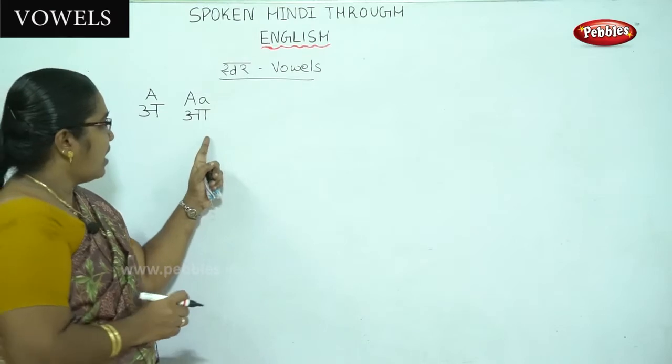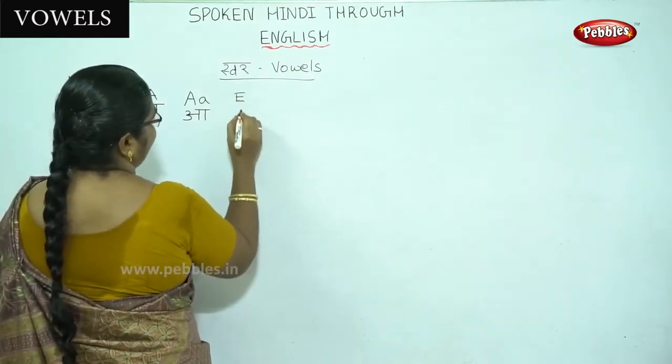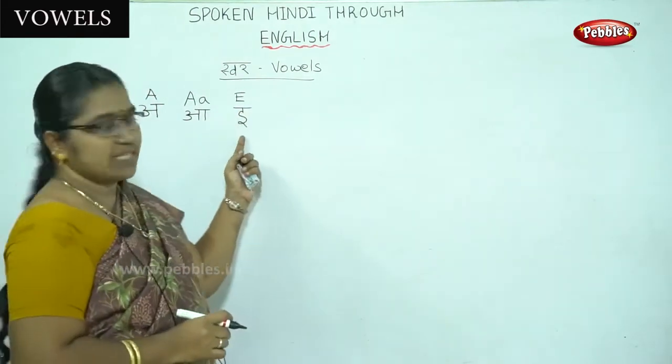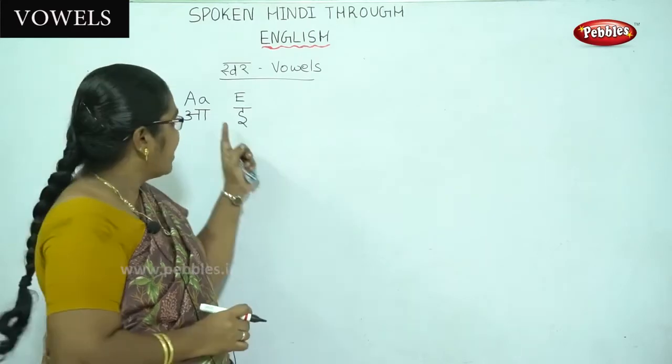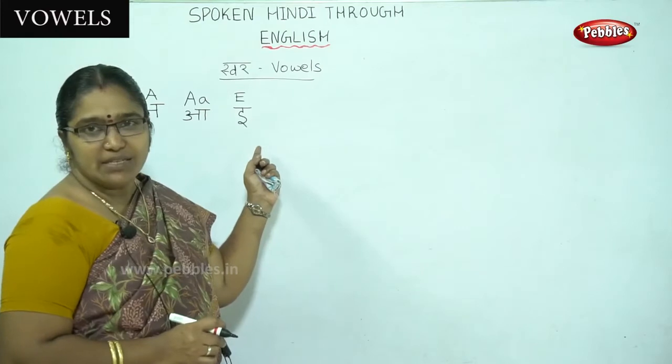The second one is E. Simply write it like an S, and we have to put a horizontal line here. Then it is called E.